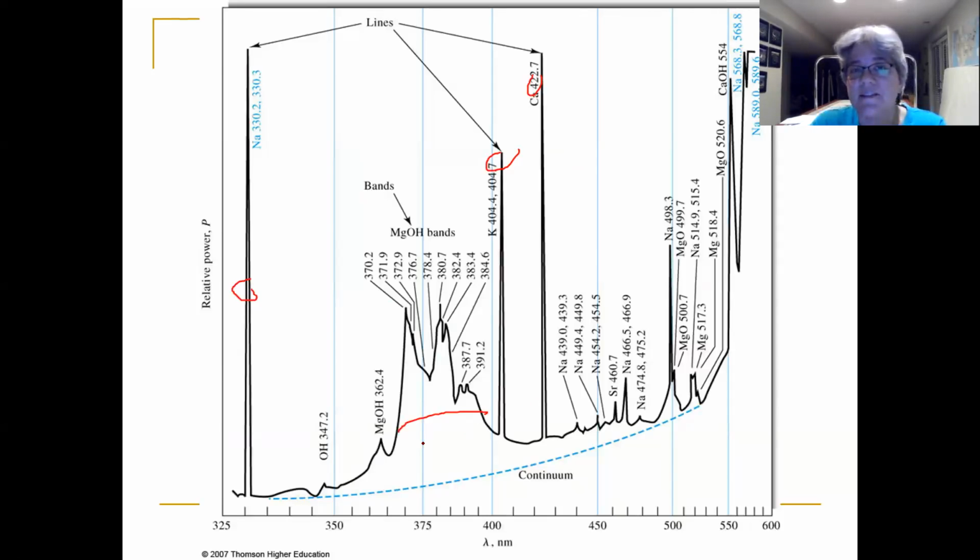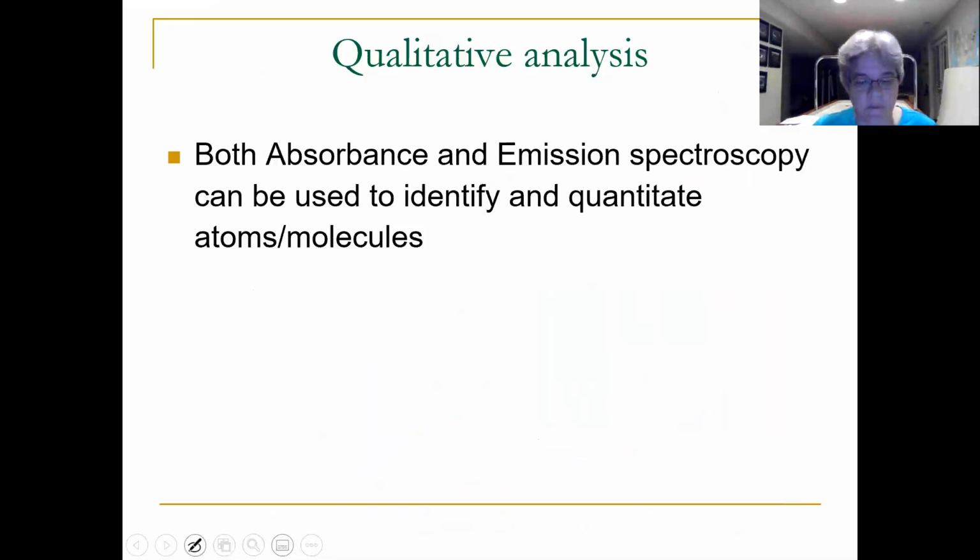And in fact, this is a spectrum for something called brine. It's a very concentrated salt solution. And so it has both molecules and atoms. Okay, so this clearly shows you the difference between atom peaks and molecules. Atoms very narrow, molecules very big. Okay, so those are the absorption spectra.